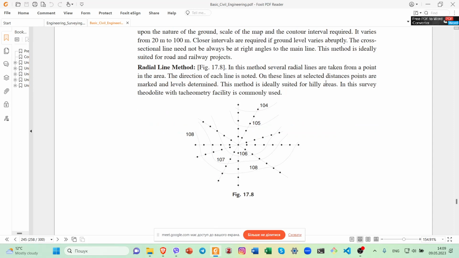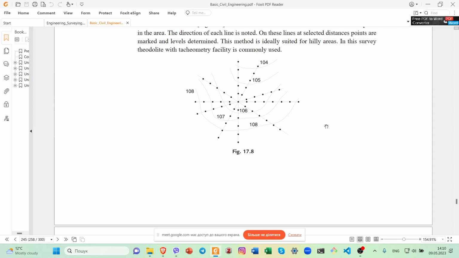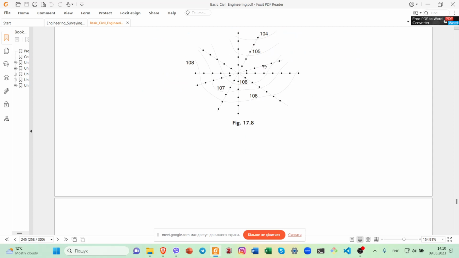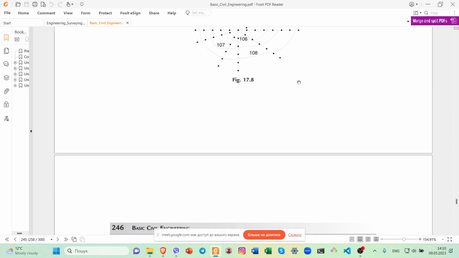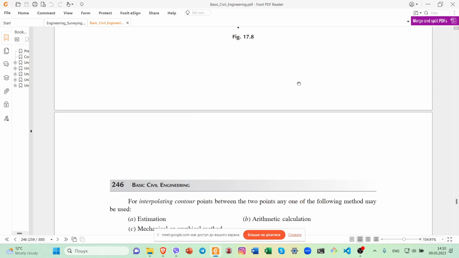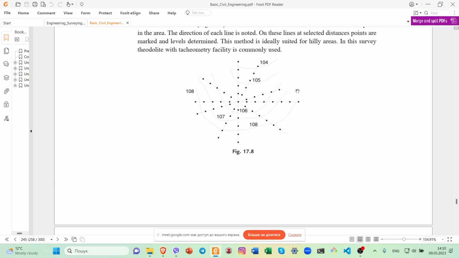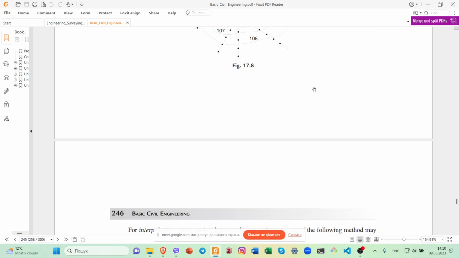And radial line method. In this method, several radial lines are taken from a point in the area, and then we also draw isolines, contour lines, to show the relief of the surface.